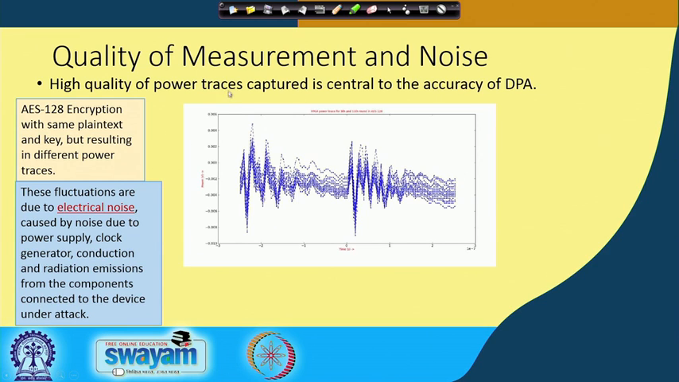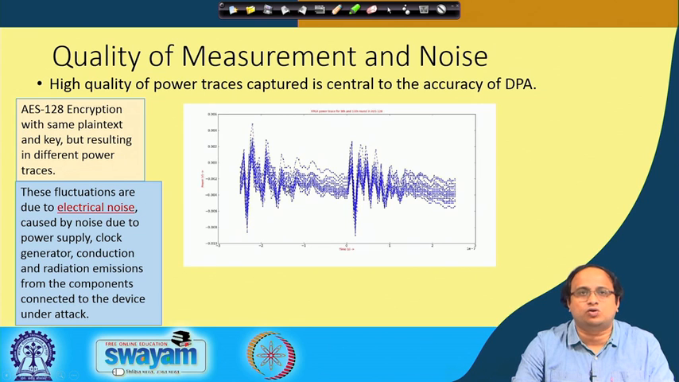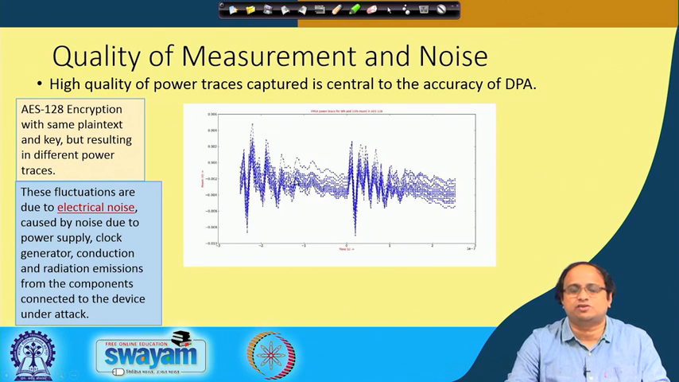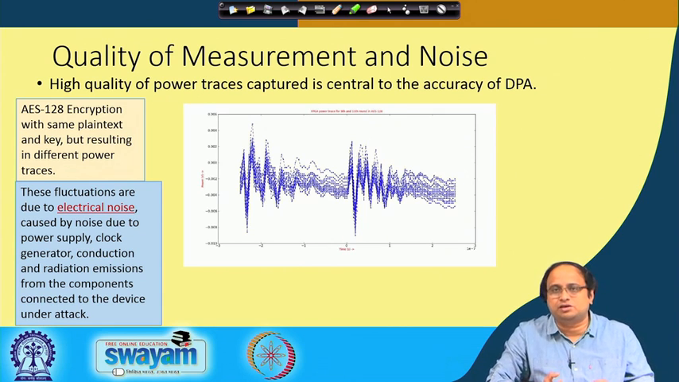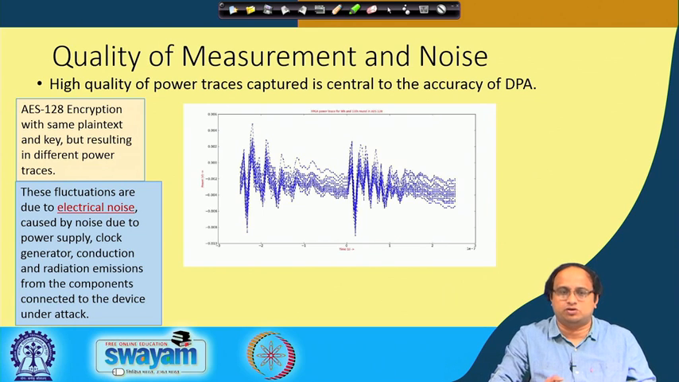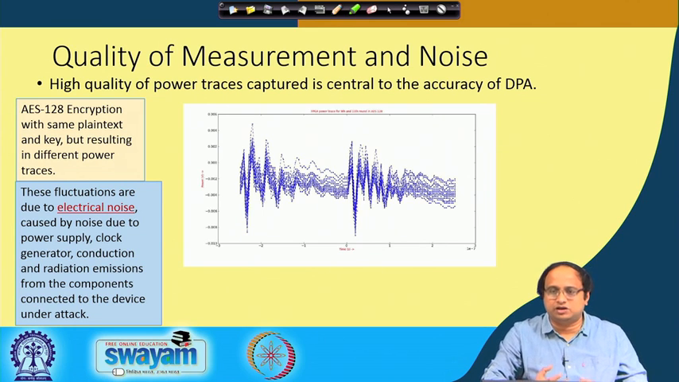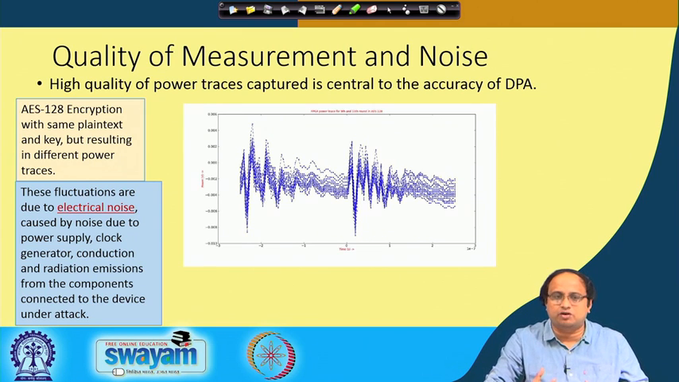In particular, as I was discussing in the last class, we essentially have this phenomenon of electrical noise in circuits, which is often due to the power supply, the clock generator, the conduction, and also the radiation emissions from components which are connected to the device under attack. Because of the presence of noise, although you are processing the same operation, in the context of encryption, taking the same plain text and the same key, you will still get slight variations in the power consumption. That is a bother for a side channel attacker, because you want to get as noiseless a power trace as possible.